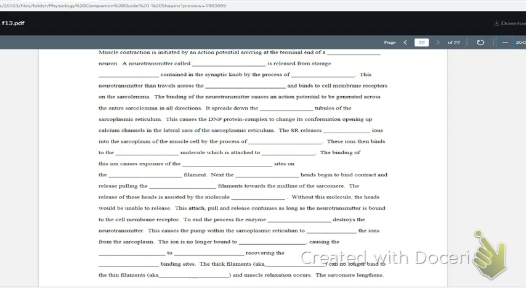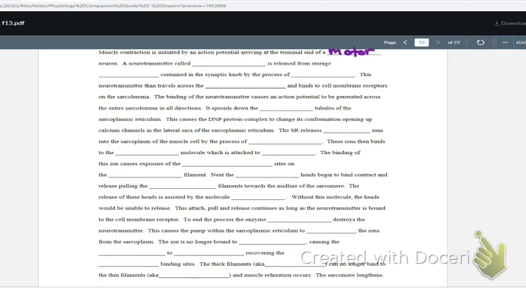So we've got muscle contraction. Muscle contraction is initiated by the arrival of an action potential as it comes traveling down the terminal end of a blank neuron, and hopefully you guys know that is a motor neuron.